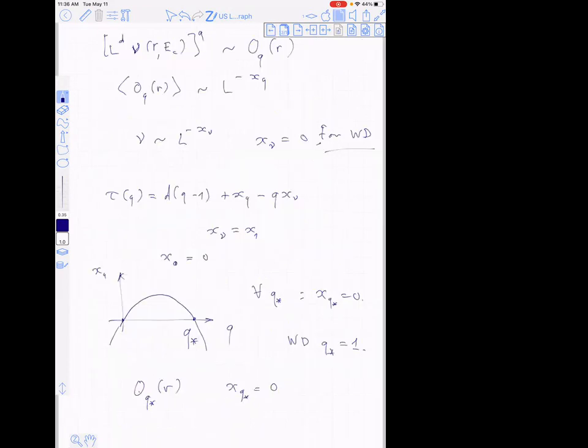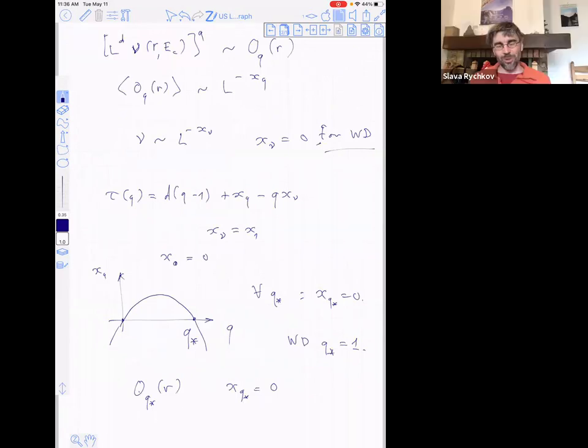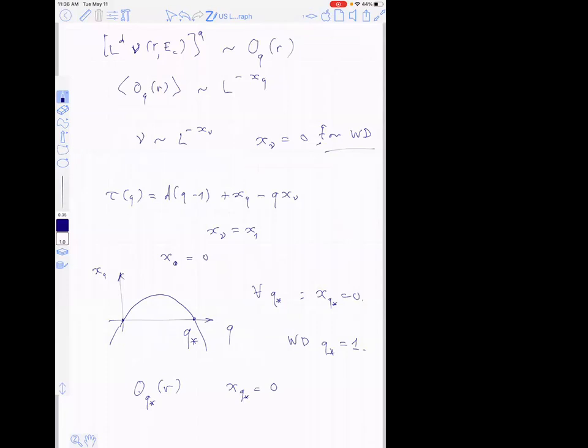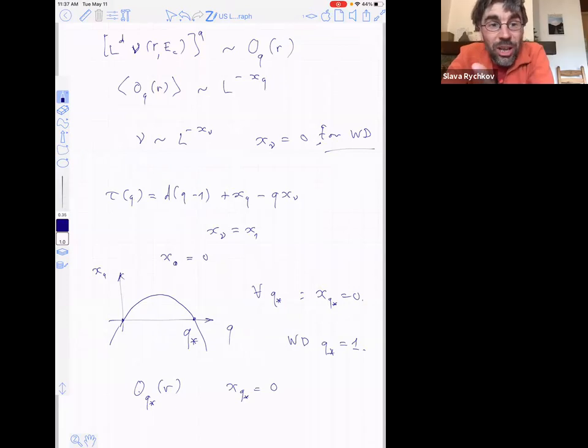Well, I must appeal to you as an expert, because I'm not a bootstrapper. I'm just saying that I don't know much about bootstrap. So I hope something can be bootstrapped in this theory, but I don't know what, and I don't know how. Which correlation function should we look at? Are there some protected operators?